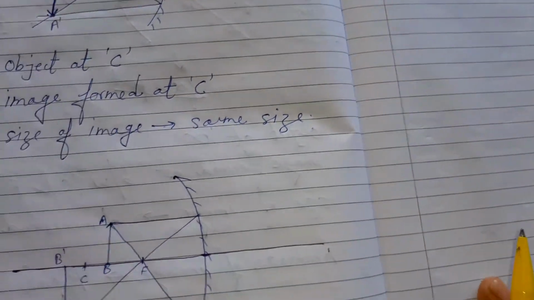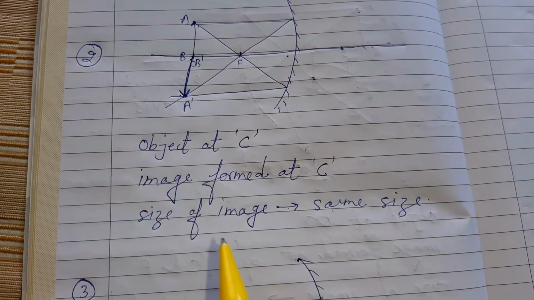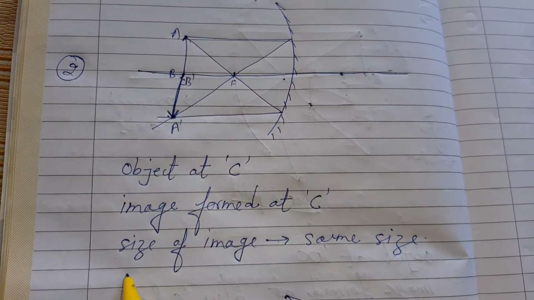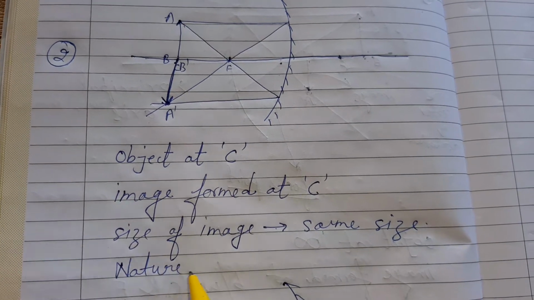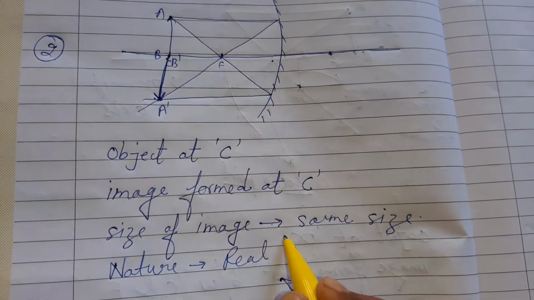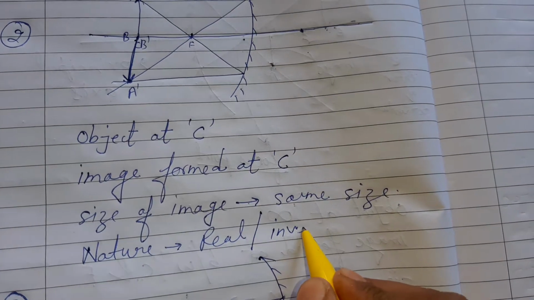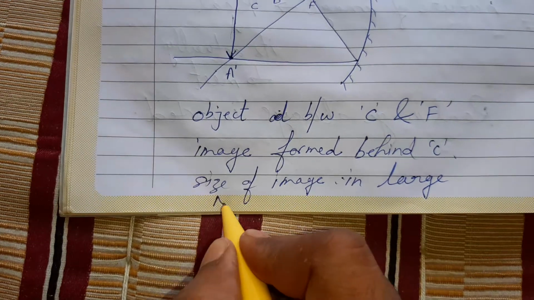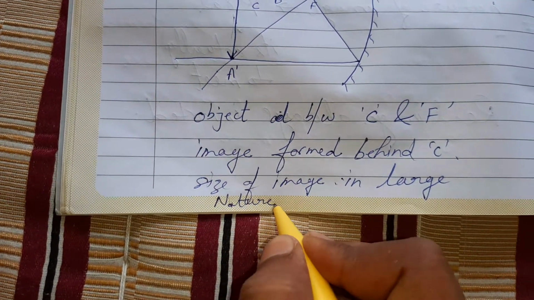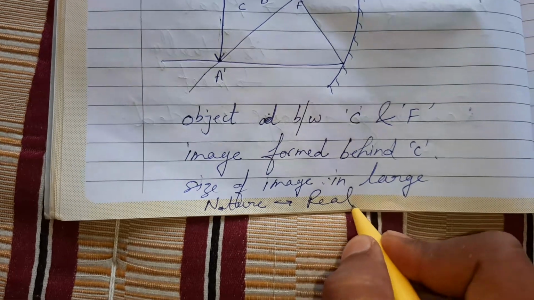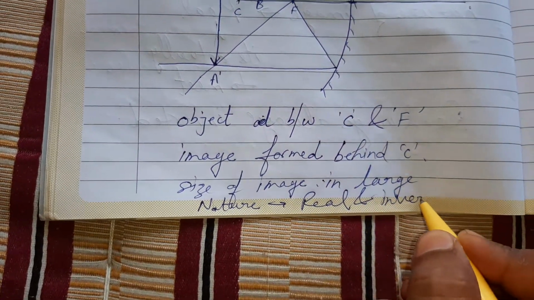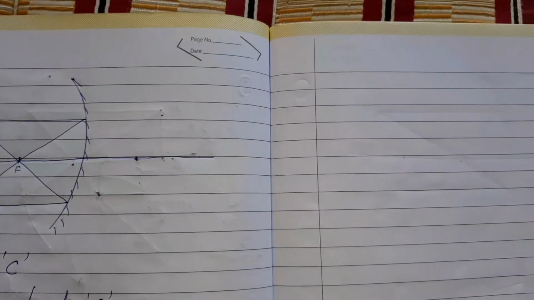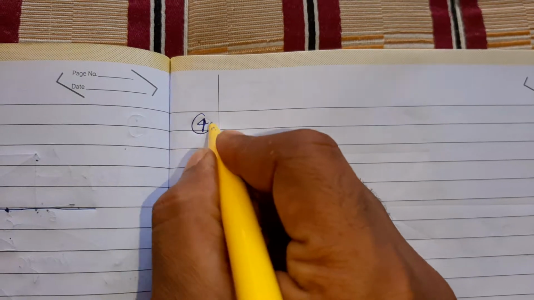And what about the nature of the image? I forgot this thing, the nature of the image. The rays actually meet at a point, so this is real. So the nature is real and inverted. Okay, understood. So I will make the next one, the fourth part.